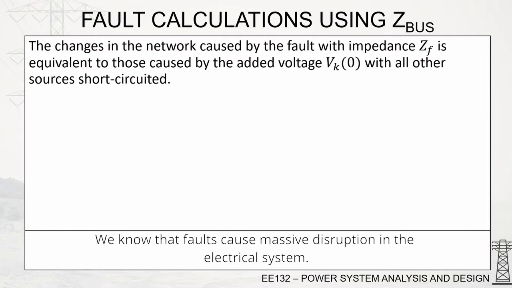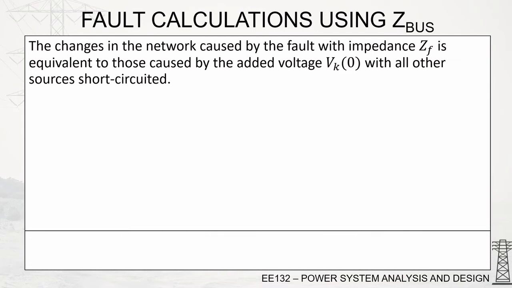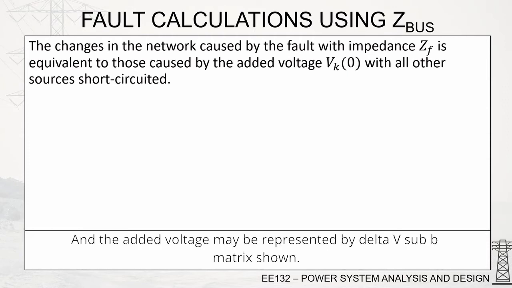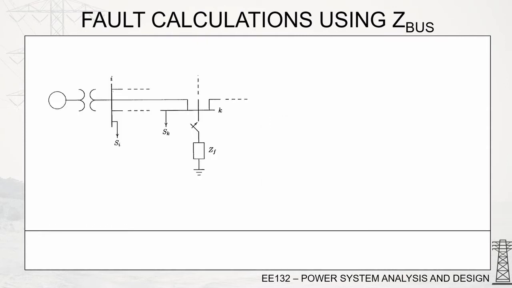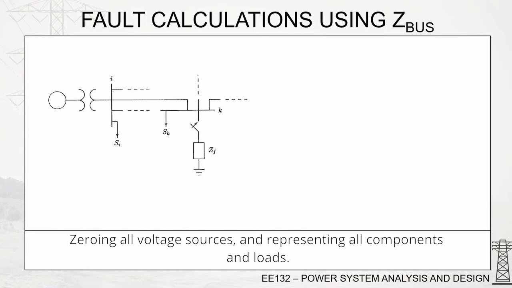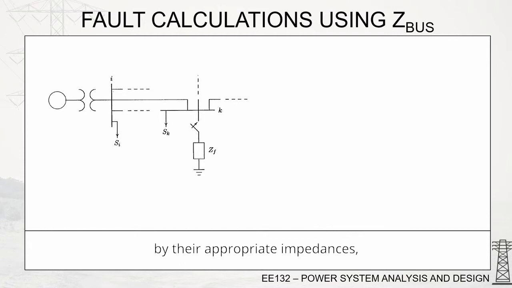We know that faults cause massive disruption in the electrical system. The changes in the network caused by the fault with impedance Z sub F is equivalent to those caused by the added voltage V sub K of 0 with all other sources short-circuited. And the added voltage may be represented by delta V sub B matrix shown. Zeroing all voltage sources and representing all components and loads by their appropriate impedances, we obtain the Thevenin circuit.